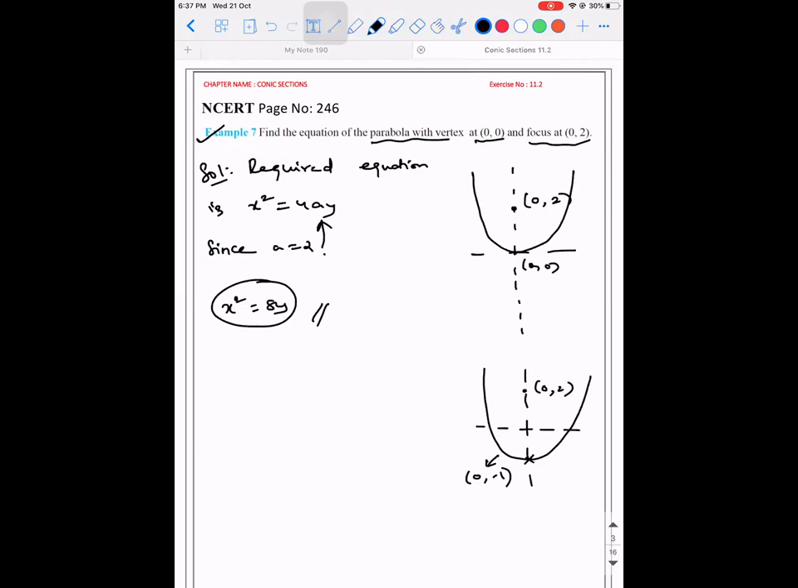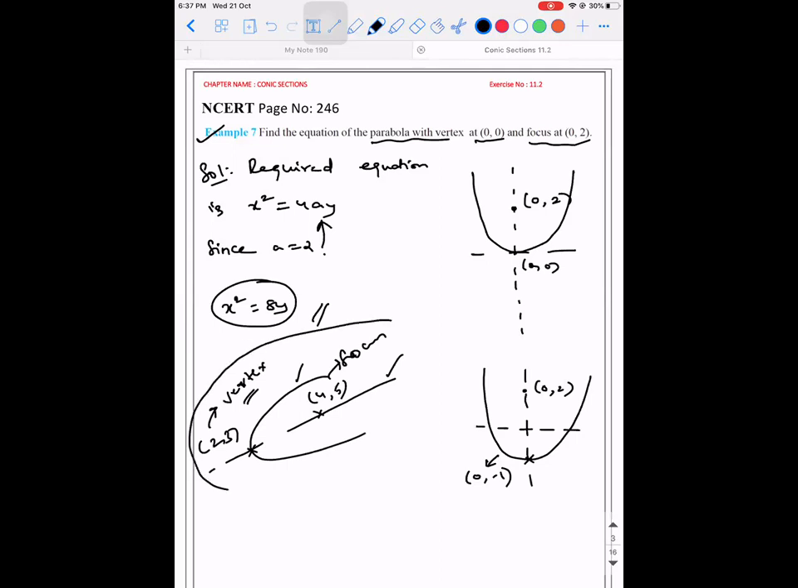It can be anything. It can be anywhere. You can think of a parabola like this, where this point is (2, 3) and this point is (4, 5). (4, 5) is the focus. (2, 3) is the vertex. Because what did I say the vertex is? The vertex is the point of intersection of the axis and the curve. It can be in any shape. Understood? Got it? All these things you don't have in the syllabus, so you need not worry about it.